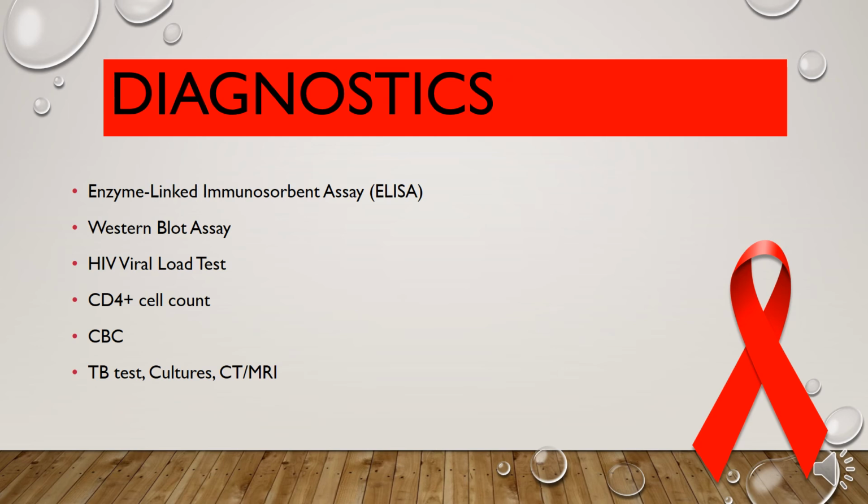CBC is going to detect things like anemia, leukopenia, and thrombocytopenia. You should know that, obviously, anyways, but this is why we're doing it on these patients. TB tests to identify any secondary TB infections. And then cultures of urine, blood, stool, spinal fluid, and sputum could be used to identify any of those secondary disorders that could occur. So the PCP pneumonia, toxoplasmosis, crypto, those kinds of things. And then lastly, a CT or MRI could identify lymphomas or any other opportunistic infections.